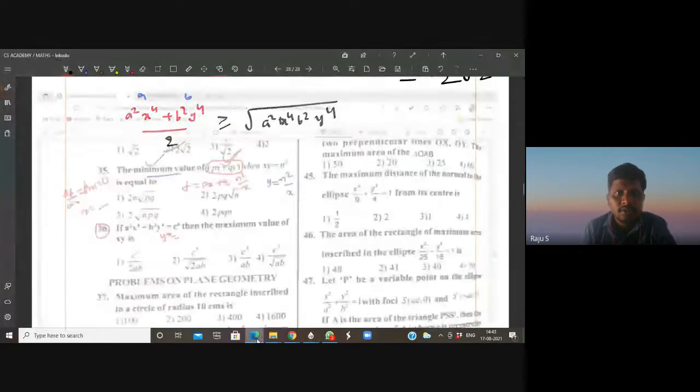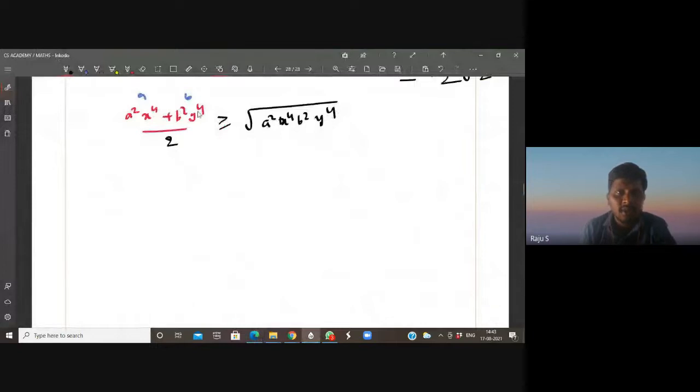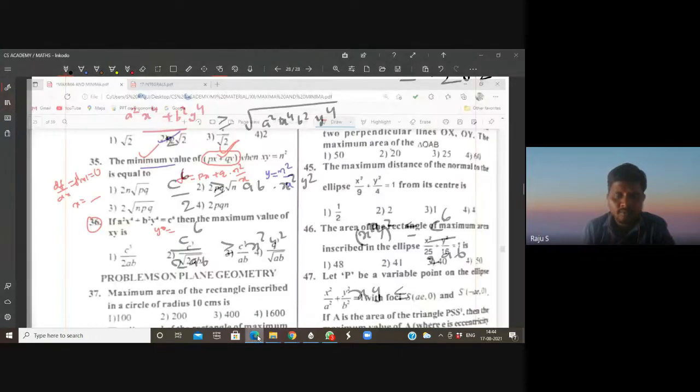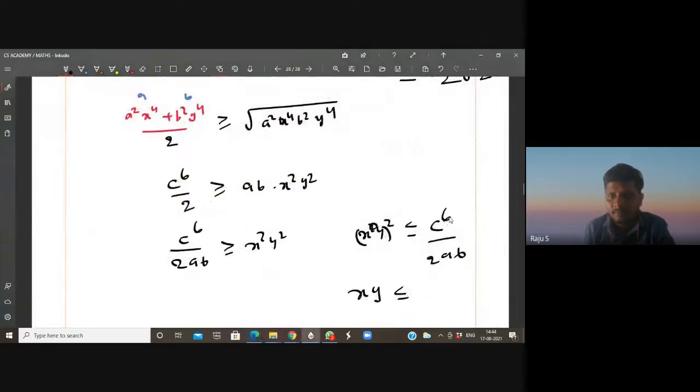okay, here c power 6 they have already given as this value. So c power 6 by 2 is greater than or equal to, it can be written as ab and x square y square. AB you can cross multiply: c power 6 by 2 ab is greater than or equal to x square y square. x square y square is xy the whole square, we can write, less than or equal to c power 6 by 2 ab. So xy, students, is less than or equal to c cube. Taking the square root, on the right side c cube by root 2 ab.